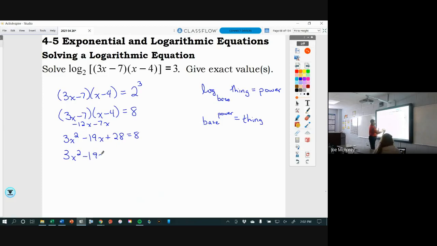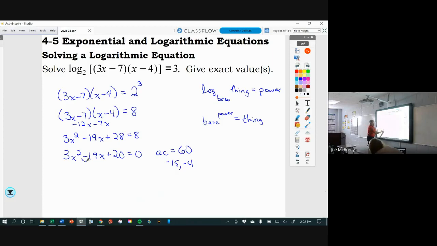We're just gonna wait until you're done. 0. 8 times C, 60. I need two numbers multiplied to get 60 and combined to get negative 19. They both have to be negative. So negative 15 and negative 4. Negative 15 times negative 4 is positive 60. Negative 15 plus negative 4 is negative 19.